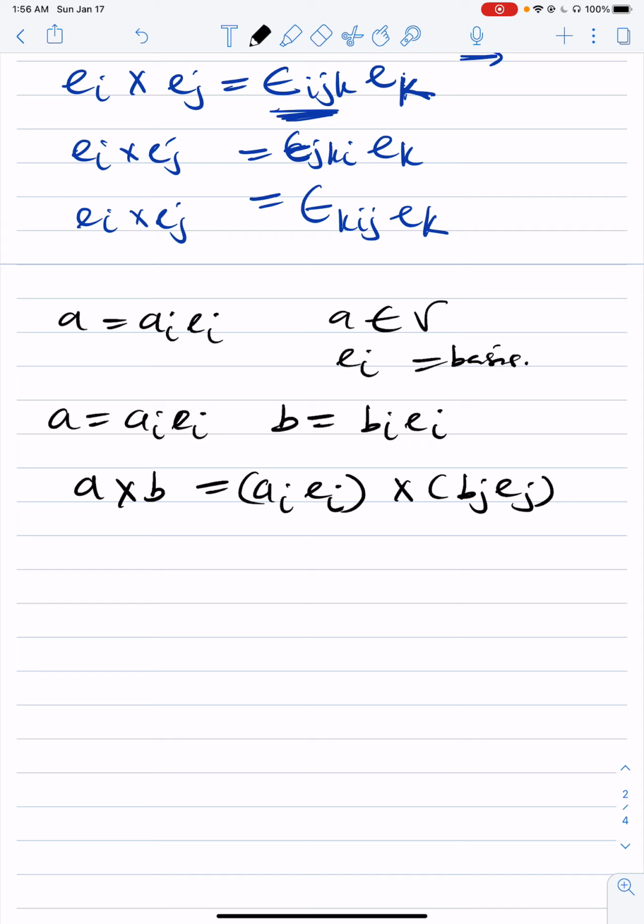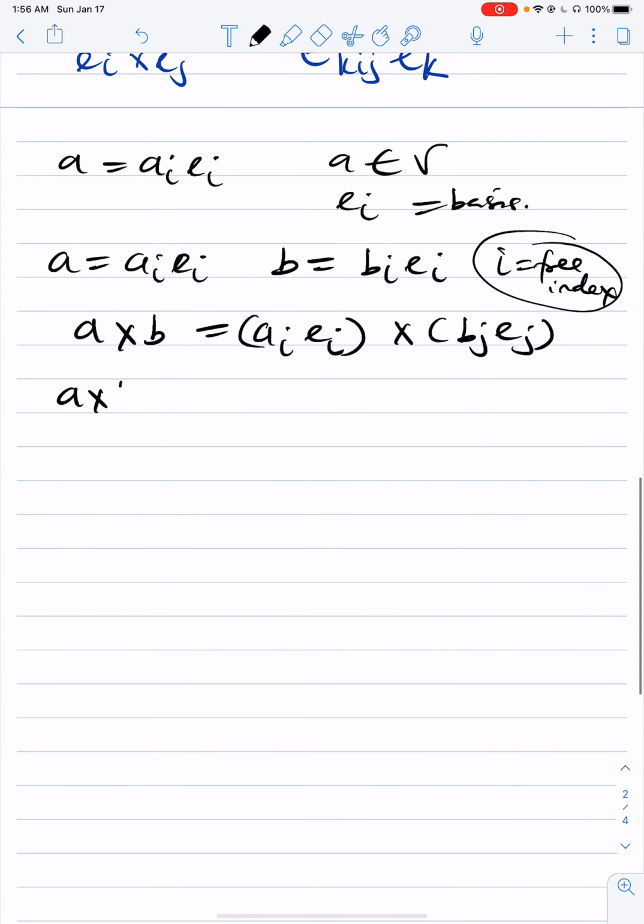Yes, because i is a free index, right? You're not supposed to have it appear on the same side of the equation more than once. So you're not supposed to repeat that here. That will not be tenable.